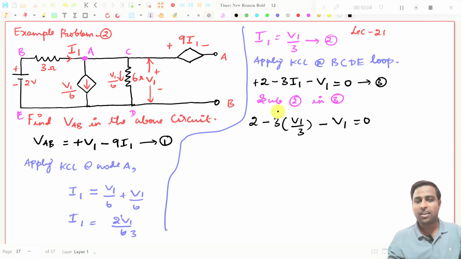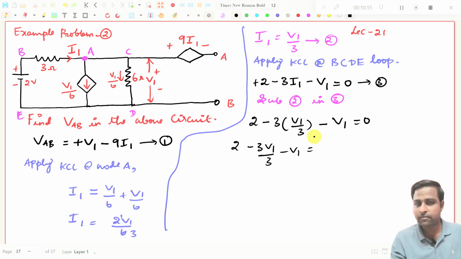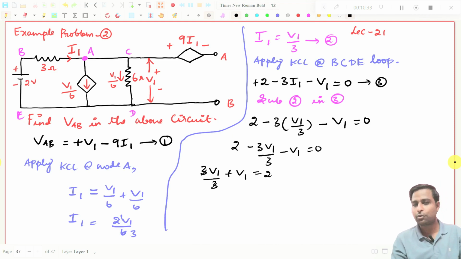Now you see, all these values are V, right? So what we can do? 2 minus 3V1 by 3 minus V1, that should be equal to 0. In 3V1 by 3, the 3 can be cancelled out. I'm just bringing these two terms to the other side, so plus V1 will be equal to 2. So this is 2V1 is equal to 2. So 2 will be cancelled out. So what is V1? Finally, V1 will be equal to 1 volt.